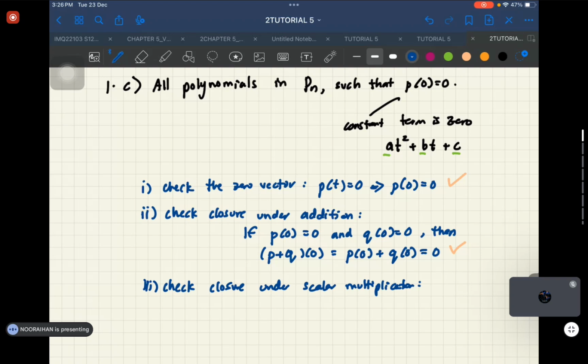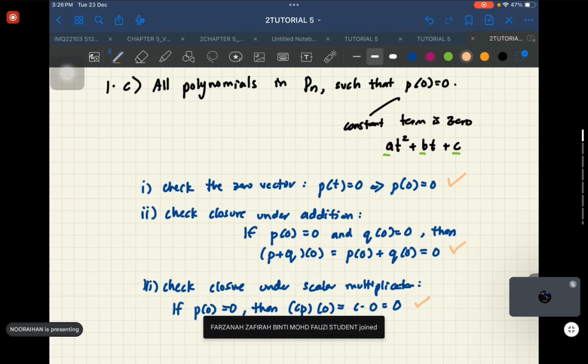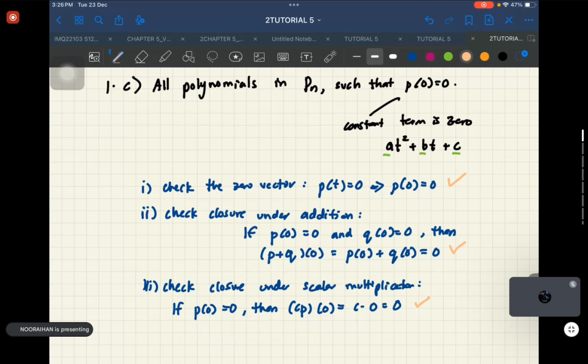Okay, so if P0 is equal to 0, then C times P0, where C is a scalar, is equal to C times 0, which is equal to 0. So these polynomials also close under scalar multiplication. So you can conclude that it is a subspace.